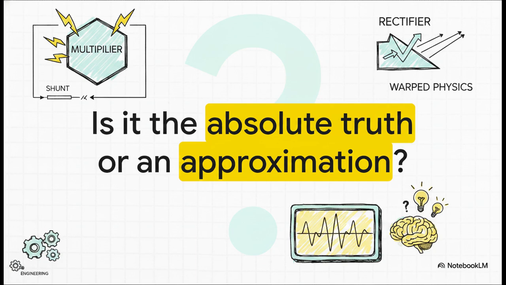The sheer amount of problem solving packed into these basic instruments is just staggering when you really look at it. From multipliers acting as literal armor, to shunts bypassing certain danger, to rectifiers flat out tricking the laws of physics. So I want to leave you with this final thought. The next time you look at a crisp, clean digital readout on any tool, ask yourself, are you seeing the absolute perfect truth of the universe, or are you simply looking at a highly engineered, beautifully clever approximation?